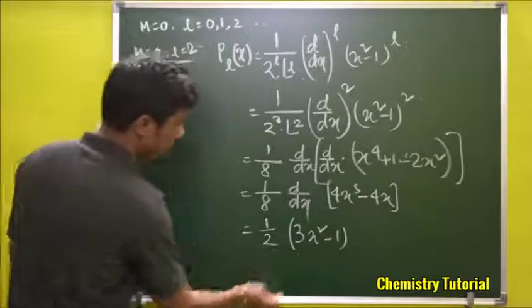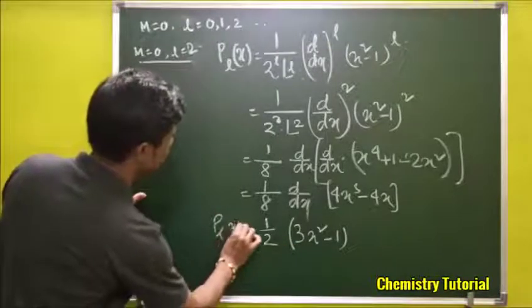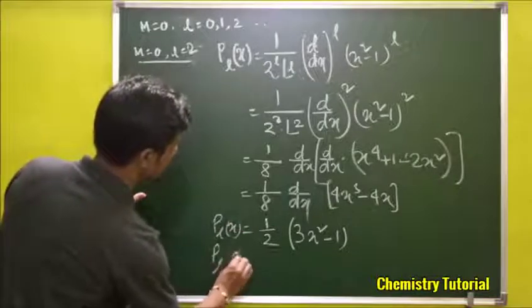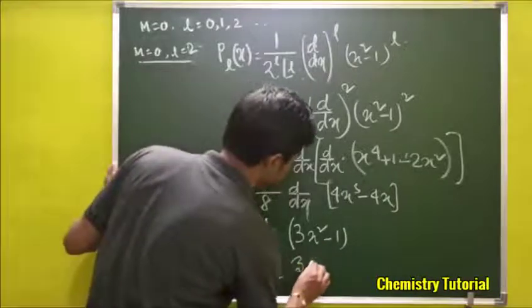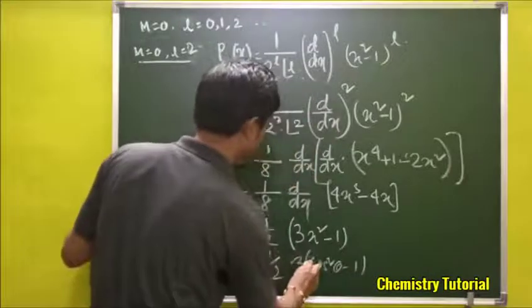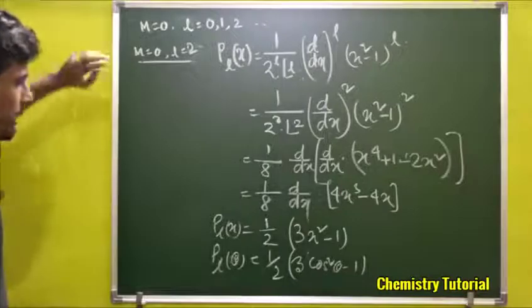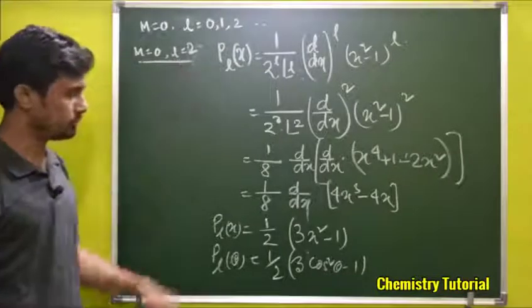So this is the Legendre polynomial, which is a function of x. If we put x equal to cos theta, it will be a function of theta. So in place of x you can write 3 cos square theta minus 1. So this is the Legendre polynomial when m equal to 0 and L equal to 2.